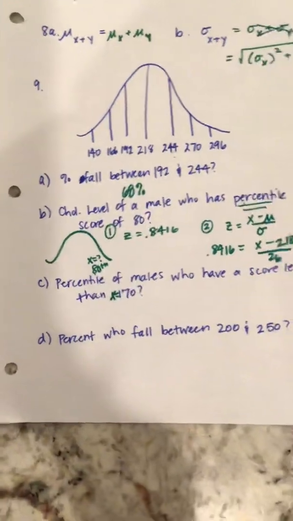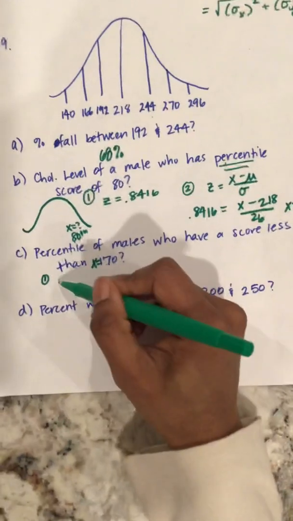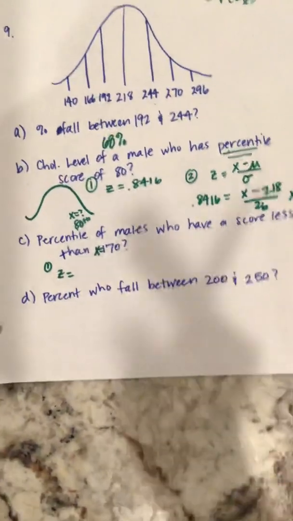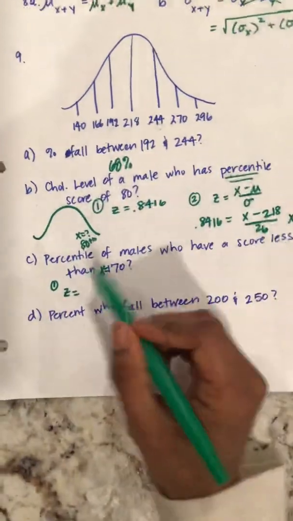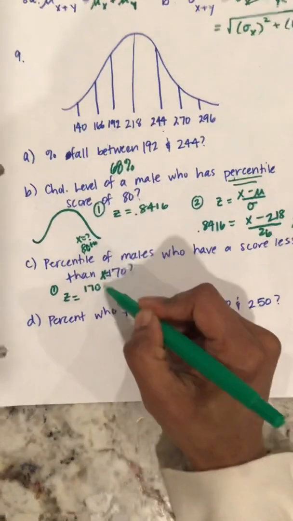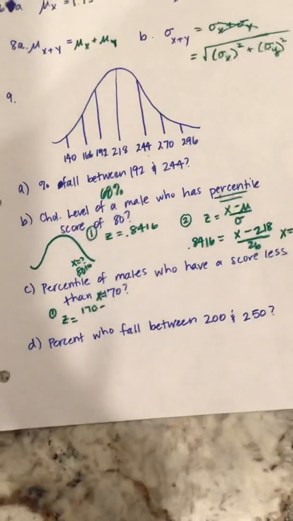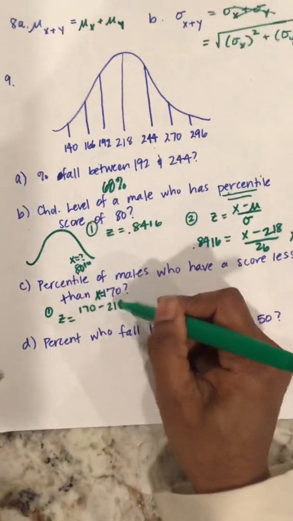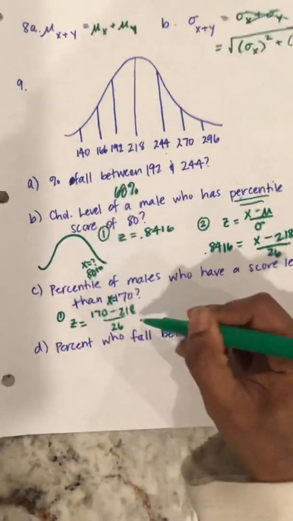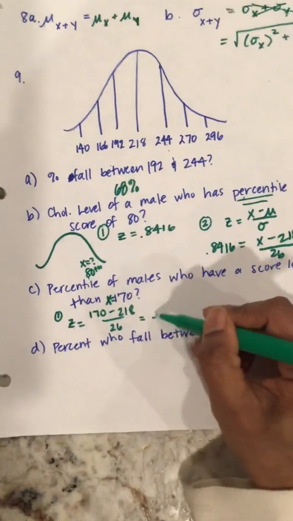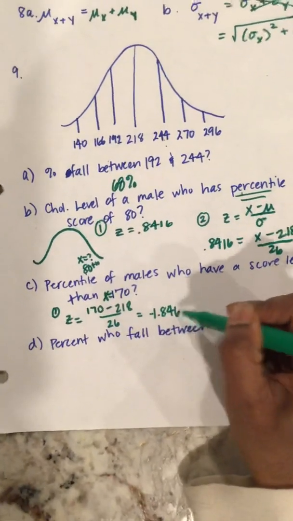So again, in every situation, you want to find the z-score first. So to find the z-score in this case, we're given our x. So I'm going to plug it in: 170 minus 218 divided by 26. And so we get our z-score to be negative 1.846.